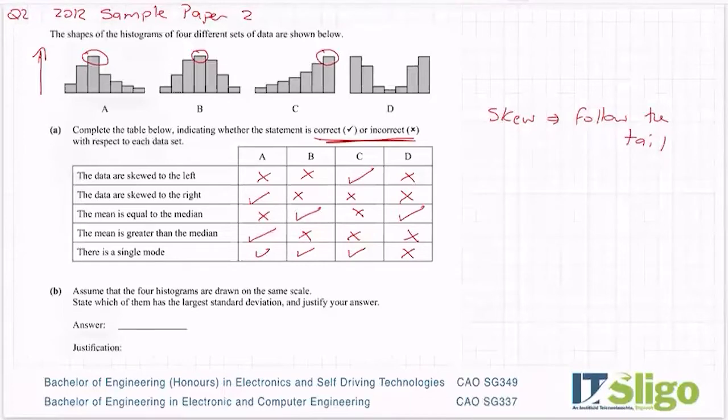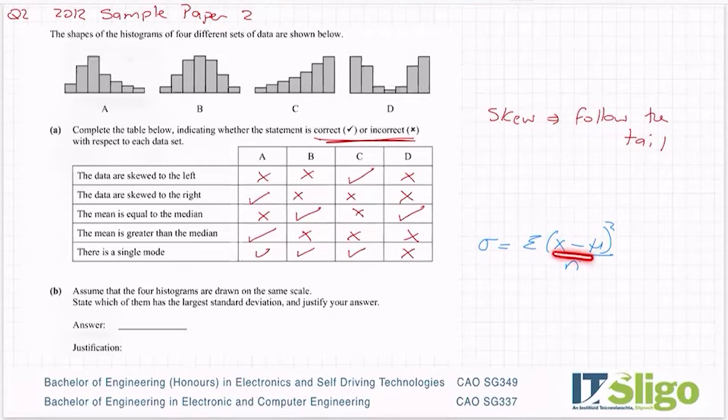Part B then, assume that the 4 histograms are drawn on the same scale. State which of them has the largest standard deviation and justify your answer. Okay, if we go back to the last recording that we had, we looked at standard deviation and the formula for it. And it was, I'm going to try and remember it off the top of my head, each of the values minus mu, squared, over the number of numbers, over n. So something like that. I may not have it perfect, but that is standard deviation.